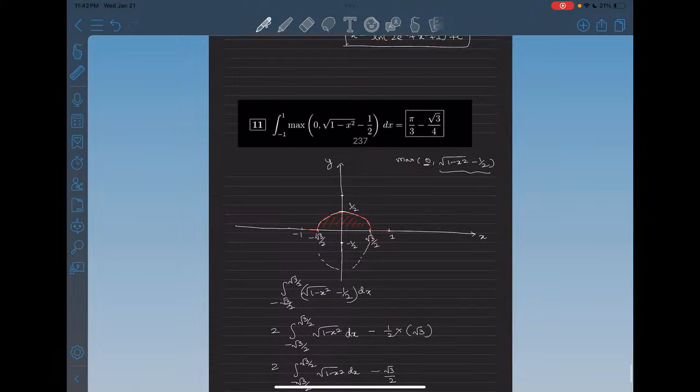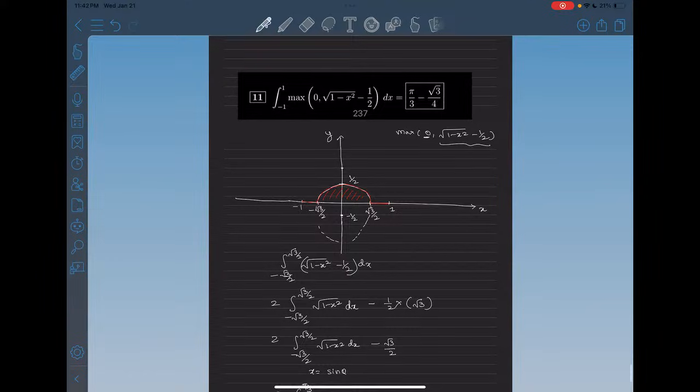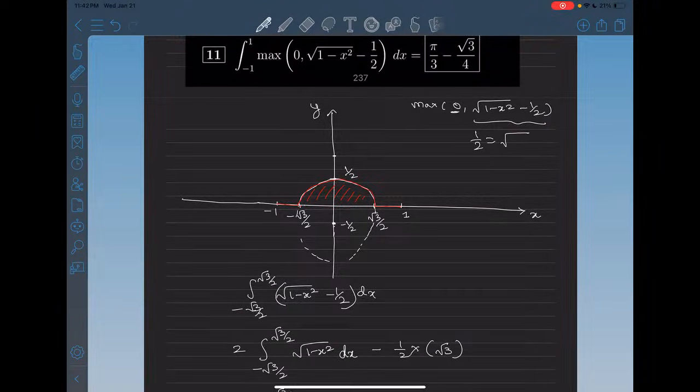Okay, I just need to integrate that from minus root 3 over 2. And that is minus root 3 over 2, right? The intersection, because I just need to set this to 0. So half is equal to square root of 1 minus x square. 1/4 is equal to 1 minus x square. X square is 3/4. X is root 3 over 2, yeah.